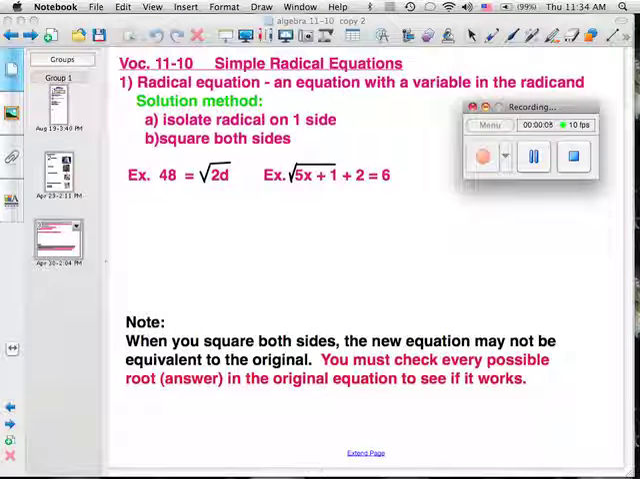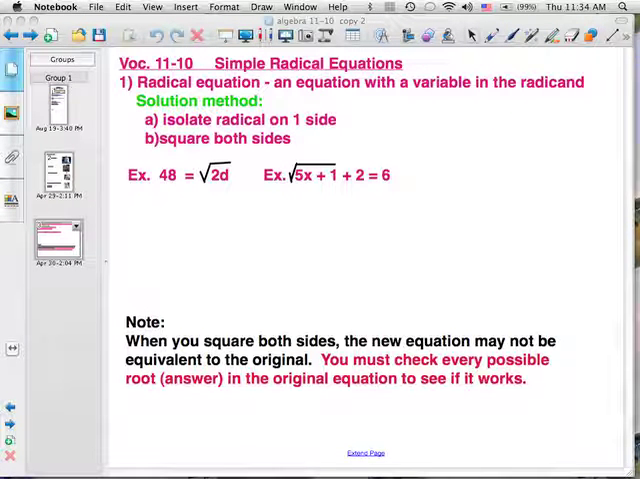Welcome to my algebra class. We're on chapter 11, section 10. We're working with simple radical equations. A radical equation is an equation with a variable in the radicand, underneath the radical sign. And what we do is we try to isolate the radical on one side and then square both sides.